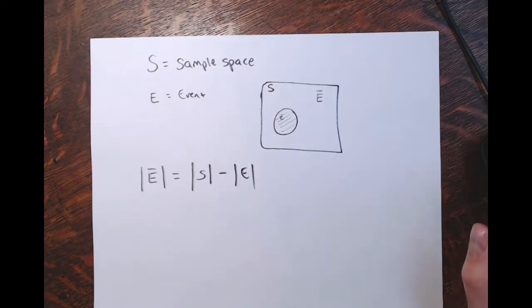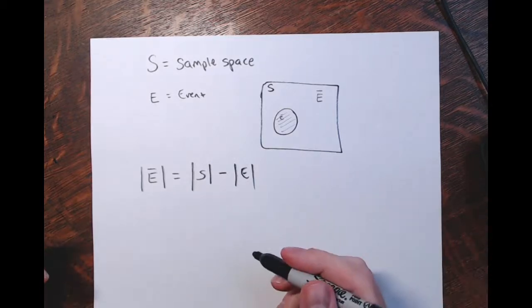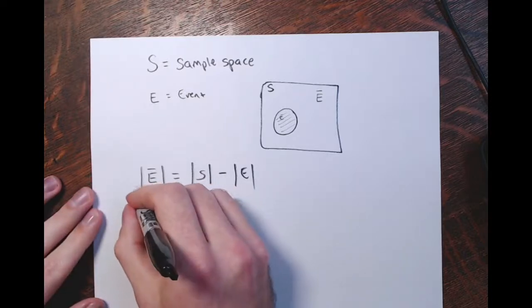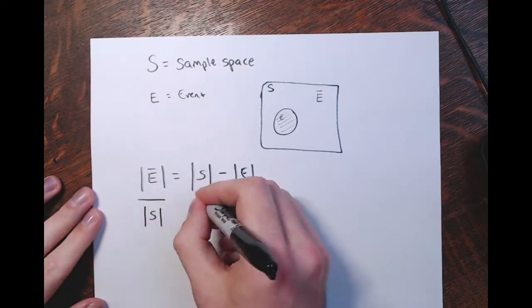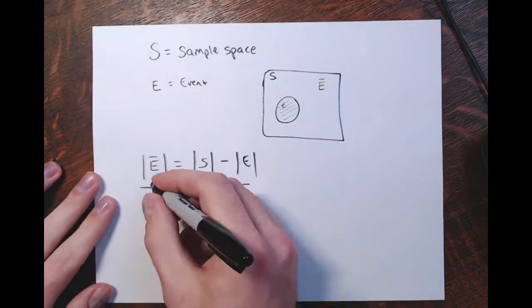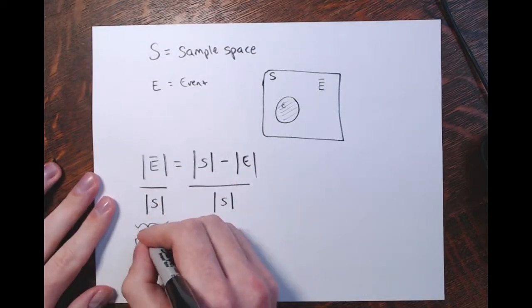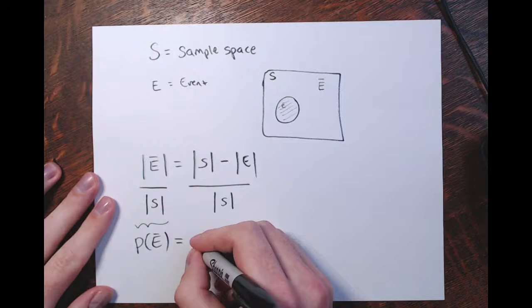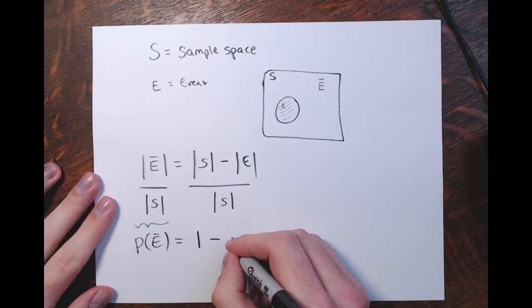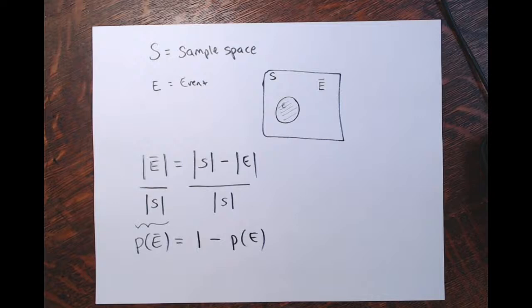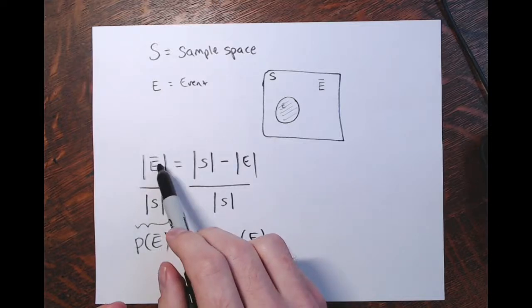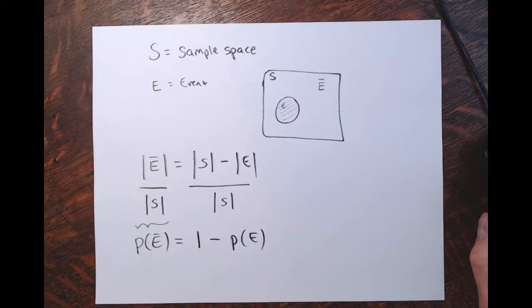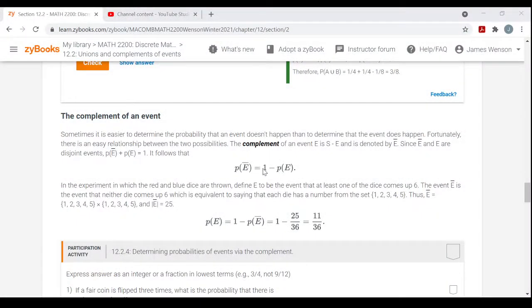Right. And then when it comes to the probabilities, if I divide everything by the cardinality of S, then this here is going to be the probability of not E equals, dividing each of these by the cardinality of S, 1 minus the probability of E. Right? Because remember, when we have the uniform distribution, when every outcome is equally likely, the probability of an event is just the size of that event divided by the size of the sample space. And that's where this formula is coming from, right? They're telling us right here.